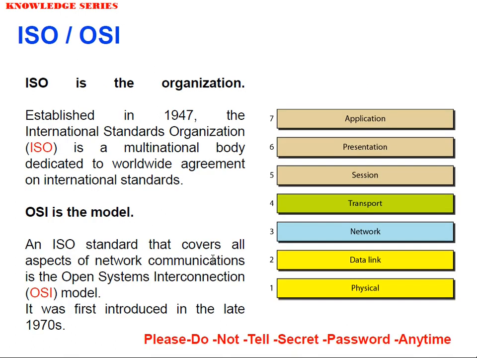Now we go to the next point of our discussion, which is ISO and OSI. What exactly is this? Now, ISO and OSI, as the terms suggest: ISO is the organization which was established in the year 1947, which is nothing but the International Standards Organization, and it is a multinational body dedicated to the worldwide agreement of international standards.